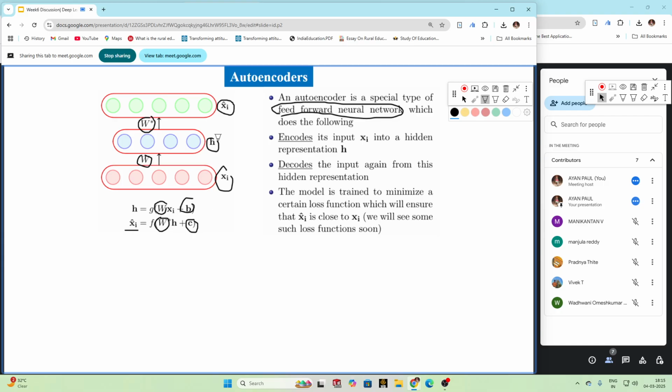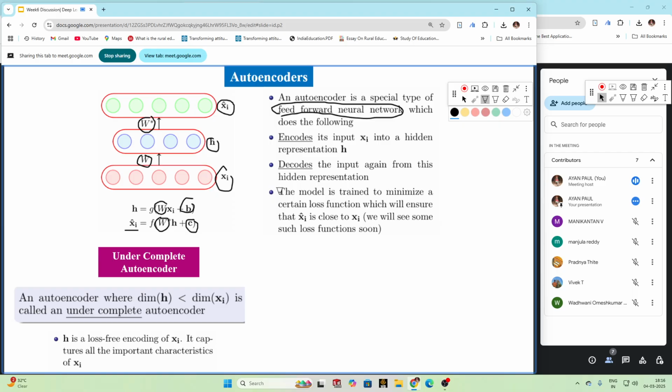And the activation function that we are using in the encoding layer is known as G. The activation function we are using in the decoding layer is F. Okay, so these are the notations or parameters. Now based on this structure there can be two types of encoder. One is the under complete encoder and the second one is the over complete encoder.